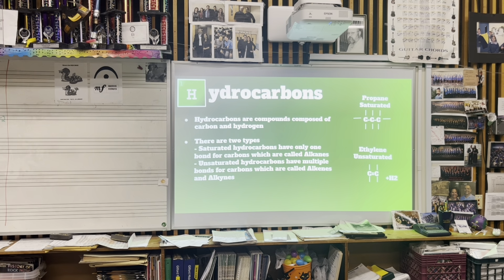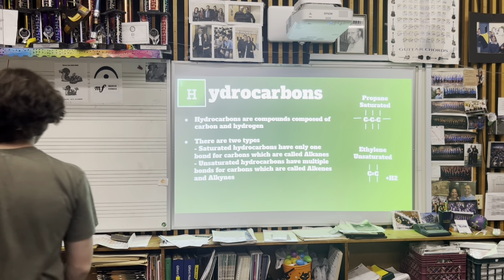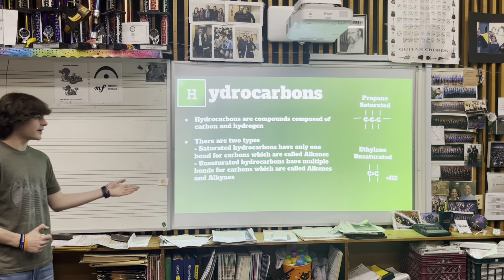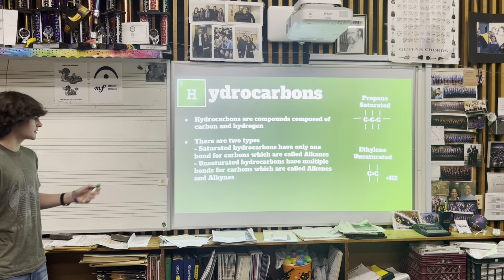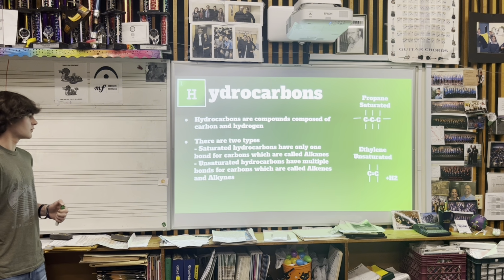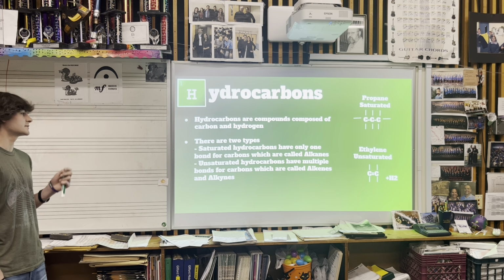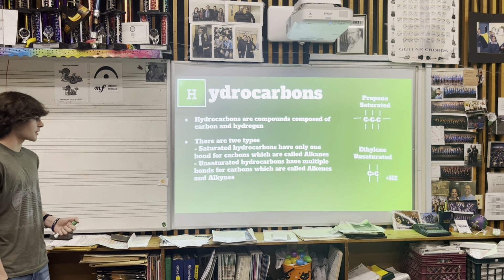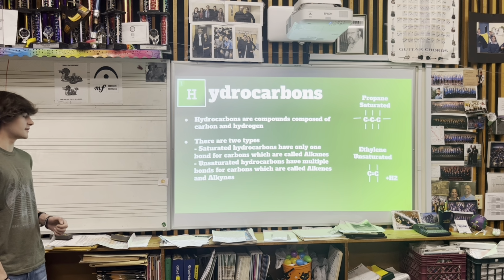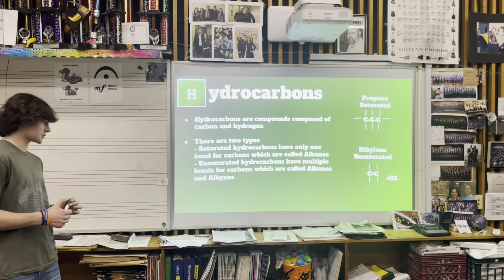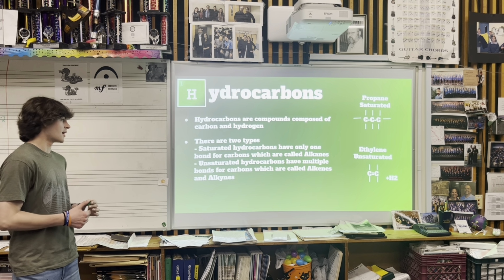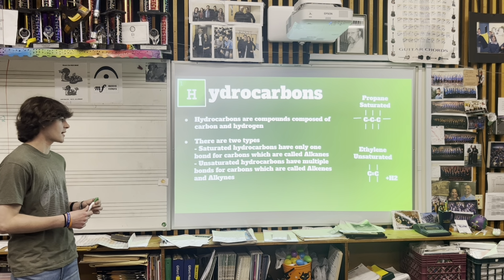And the last topic is hydrocarbons. Hydrocarbons are compounds composed of carbon and hydrogen. There are two main types, saturated and unsaturated. Saturated hydrocarbons only have single bonds between carbons, and these are called alkanes. Then there are unsaturated hydrocarbons, which have multiple bonds, called alkenes and alkynes.